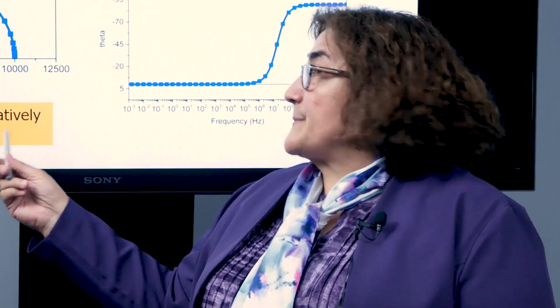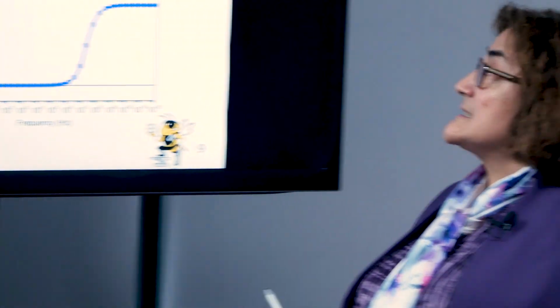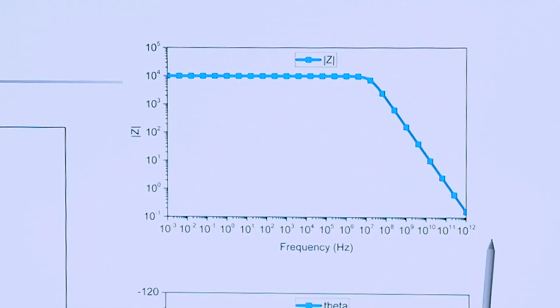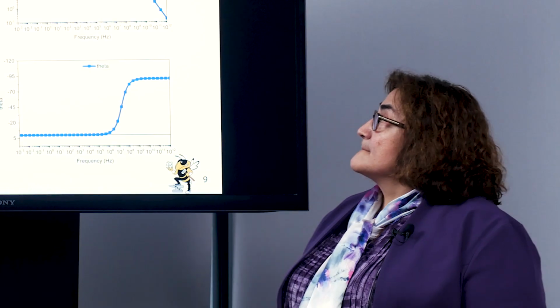This is, as I said, representative of a relatively insulating material. And then on the magnitude of the impedance vector, we have both the resistor and the capacitor part, which I showed you earlier, and then on the phase angle as well.